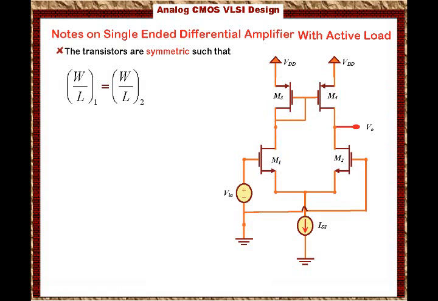Then, by doing so, what we see now is VGS3 is the same as VGS4, and they are on the same IC wafer. That means they have the same process. The only way we can equate I3 and I4 is by making W over L3 equal W over L4. So basically the circuit is symmetric. The size of M1 is the same as the size of M2, and the size of M3 is the same as the size of M4.